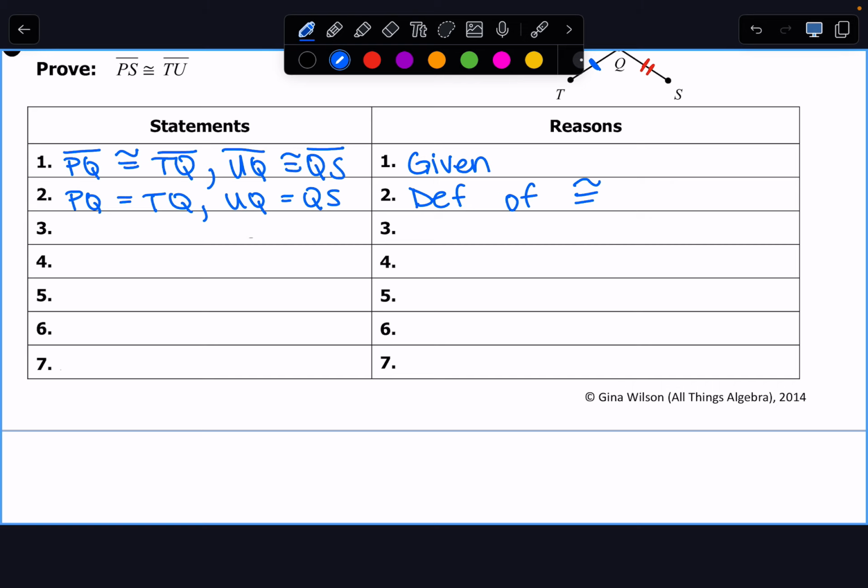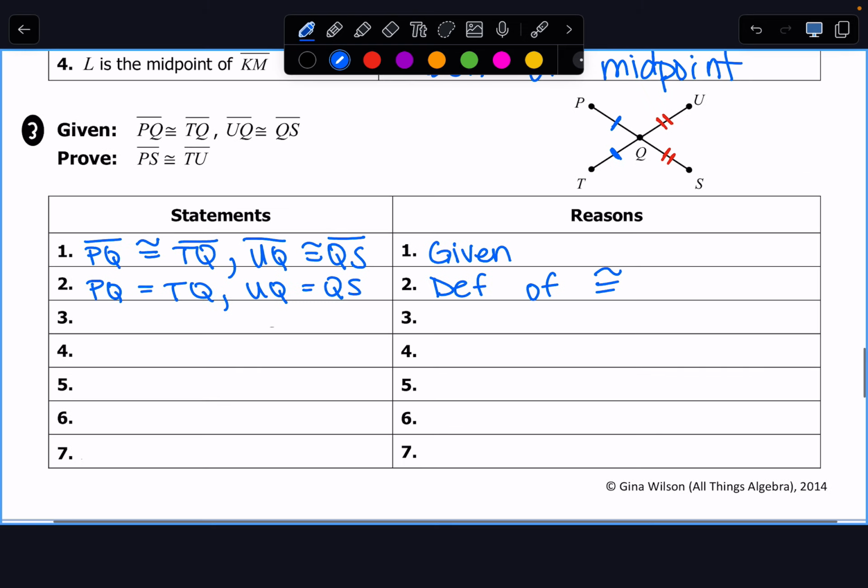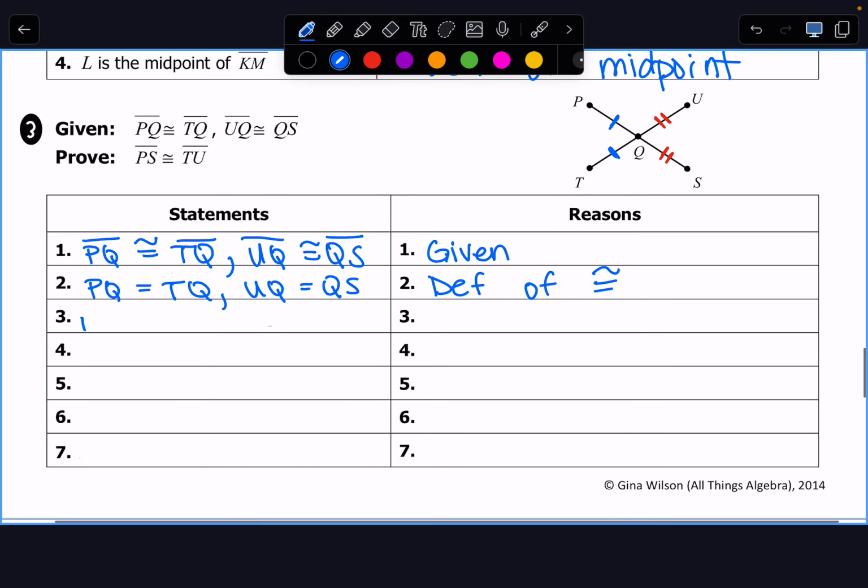Okay. Now, Conway gave us a suggestion, hey, let's use the segment addition postulate. Let's do that. We know that PQ plus QS equals PS, and we know that TQ plus QU equals TU.